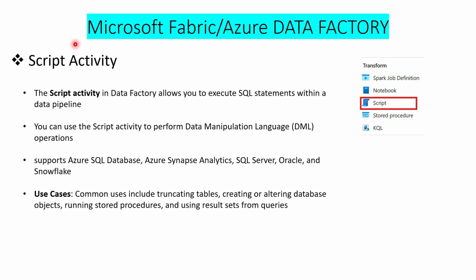Use cases of this script activity: common use cases include truncating a table, creating or altering database objects, running a stored procedure in the data pipeline itself. So these are the common use cases of script activity. Now let's switch back to Microsoft Fabric and get started with the demo on this activity.